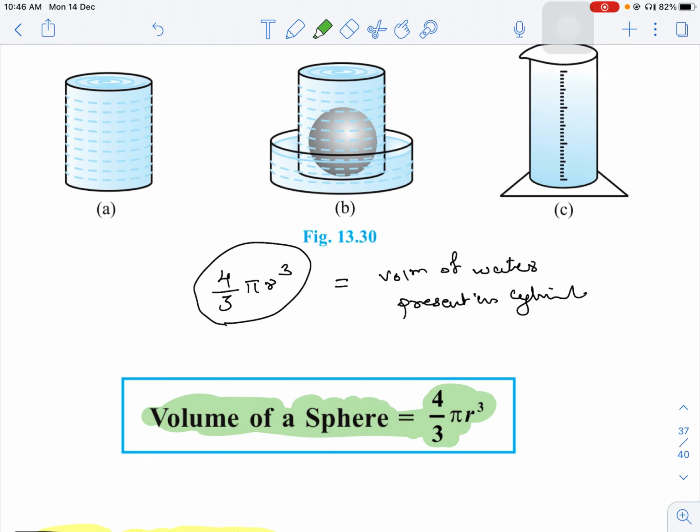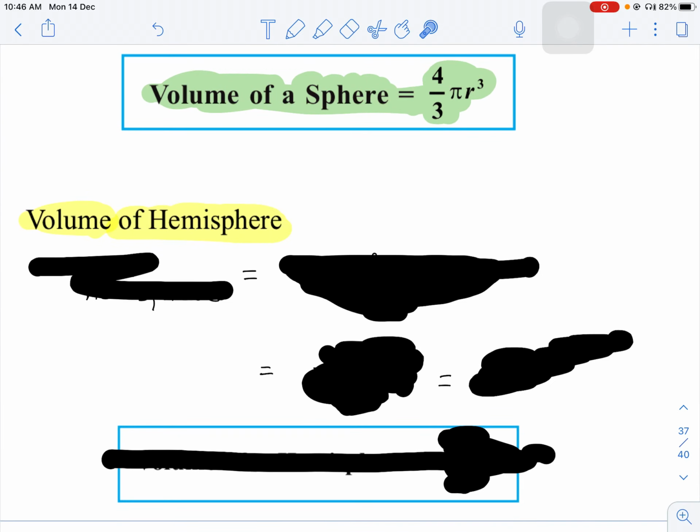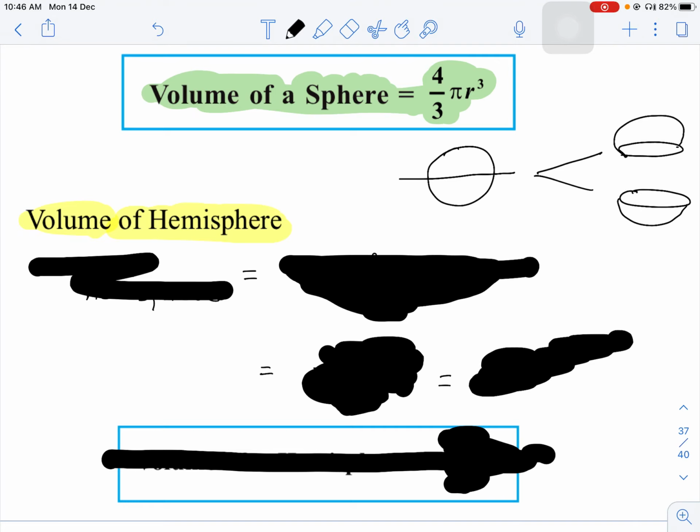Now, this was about the sphere. Now let us see how to get the volume of a hemisphere. We say that a hemisphere is nothing but a half part of a sphere. For example, suppose we have here one sphere. If we cut it from the center plane, it can be divided into two parts. Suppose this one is the first part and this is our second part. Now each of these parts is known as a hemisphere, having the same radius as that of the original sphere. It can be seen that a hemisphere is formed by cutting a sphere into two parts.